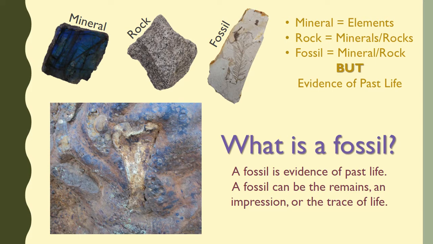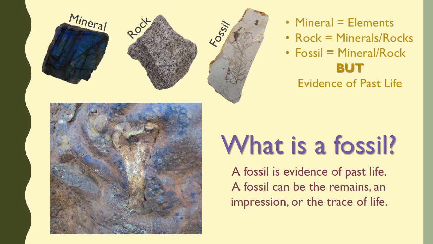What is a fossil? Wait, you might be asking yourself first, what is the difference between a mineral, a rock, and a fossil? A mineral is made up of elements that we find on the periodic table, and these elements connect to form a solid structure that has fixed ingredients. So minerals are made up of elements. Now, a rock is made up of minerals and sometimes other rocks to form that solid structure. So, a rock is made up of minerals and sometimes other rocks.